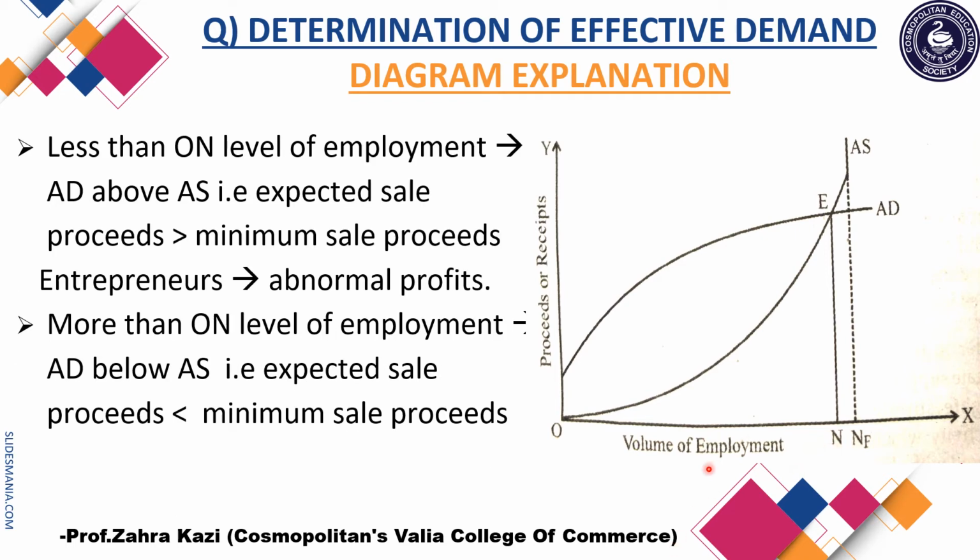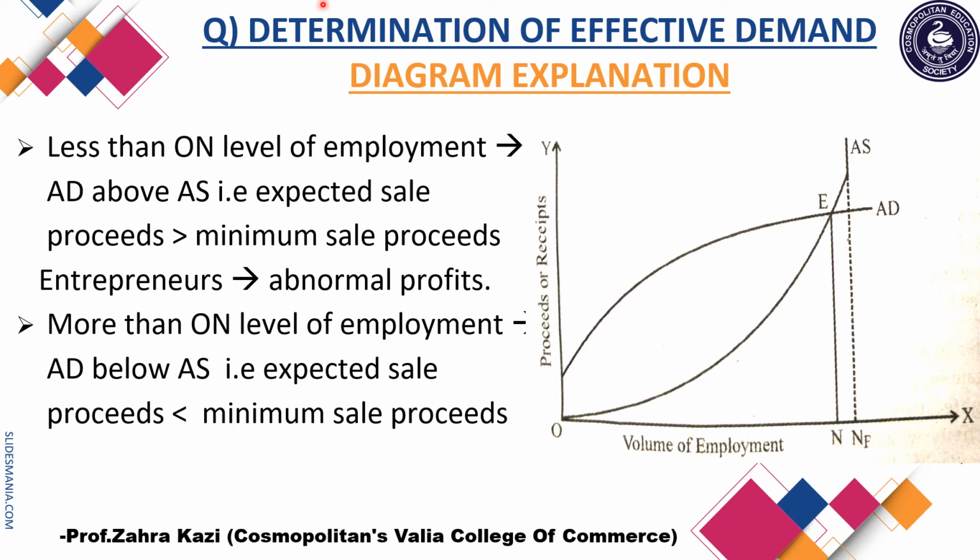Further, at less than ON level of employment, the AD curve will lie above the AS curve. Can you see in the diagram? AD is above the AS. So, in this case, we say that the expected sale proceeds is more than the minimum sale proceeds. Sale proceed means the amount that the entrepreneurs get after selling a particular product or good. This will happen in case of less than ON level of employment, where the AD curve is above the AS curve. And that is why entrepreneurs will earn abnormal profits, because their expected sale proceeds is more than the minimum sale proceeds. So what will entrepreneurs do? They will be prompted to increase the level of employment as well as the level of production.